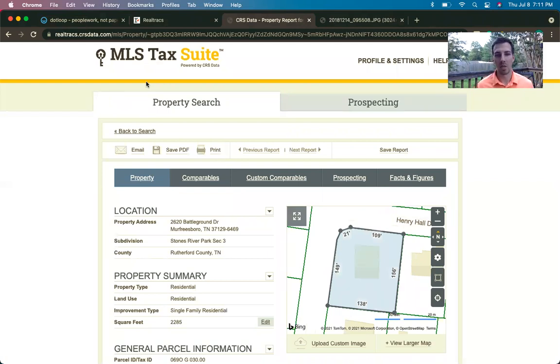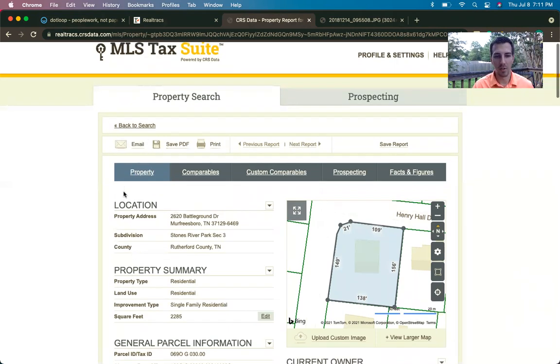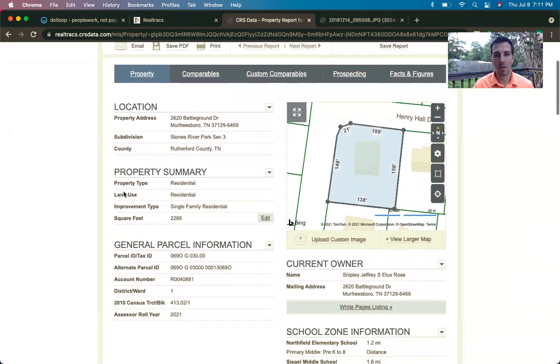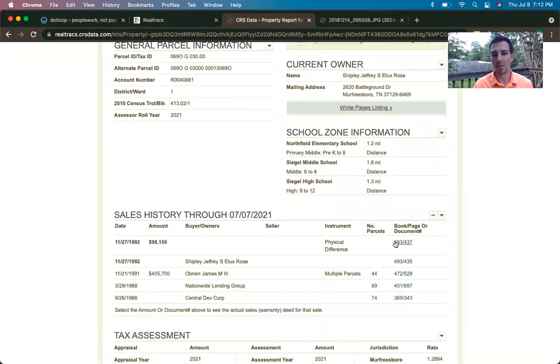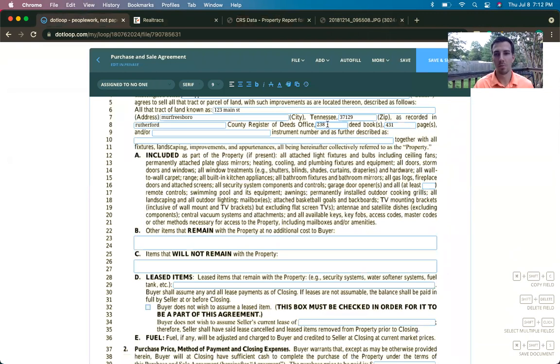So I just picked a random one here. I don't even know these owners. I just picked a random house. If you scroll down on the right-hand side over here, you can see book, page, document number. Here's where that information is found. So you'll take that info and you put it here, book, page.